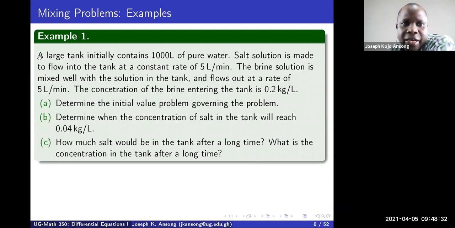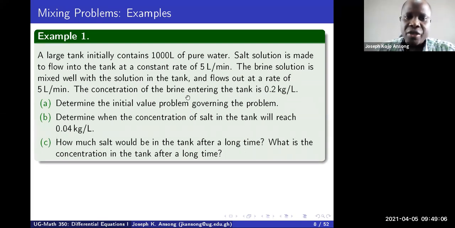This says that a large tank initially contains 1,000 liters of pure water. Salt solution is made to flow into the tank at a rate of 5 liters per minute. You know the flow rate. The brine solution is mixed well with the solution in the tank and flows out at a rate of 5 liters per minute. So the rate at which stuff is flowing in is the same as the rate that is flowing out after mixing.